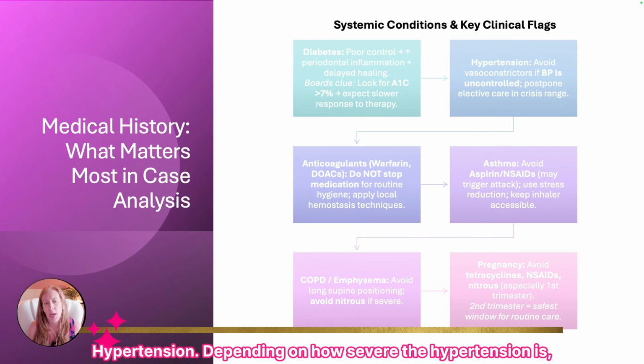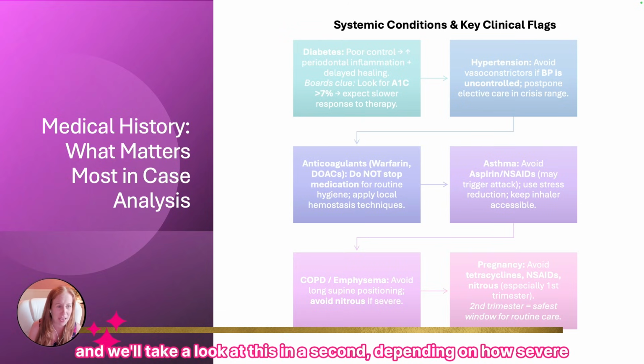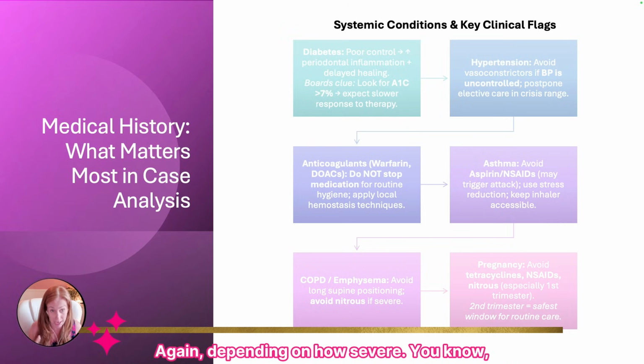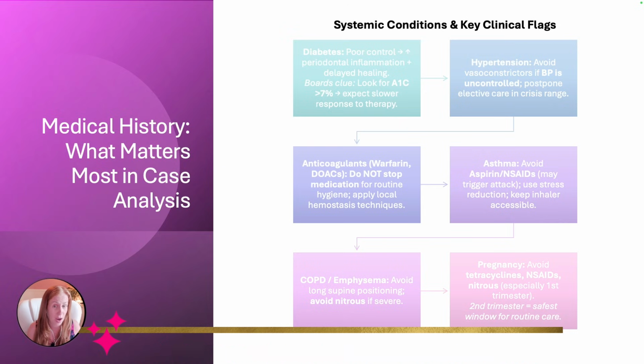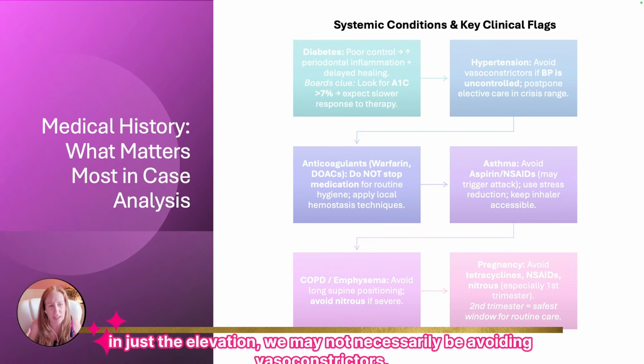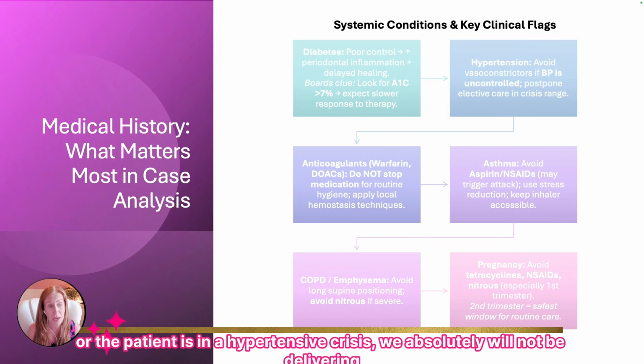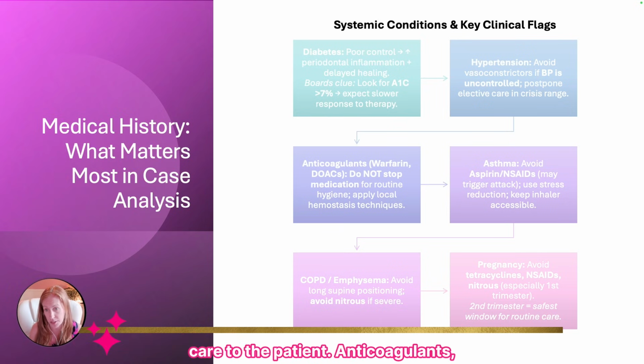Hypertension. Depending on how severe the hypertension is, and we'll take a look at this in a second, depending on how severe that hypertension is, we want to avoid vasoconstrictors. Again, depending on how severe. In just the elevation, we may not necessarily be avoiding vasoconstrictors, but if it is excessively uncontrolled or the patient is in a hypertensive crisis, we absolutely will not be delivering care to the patient.